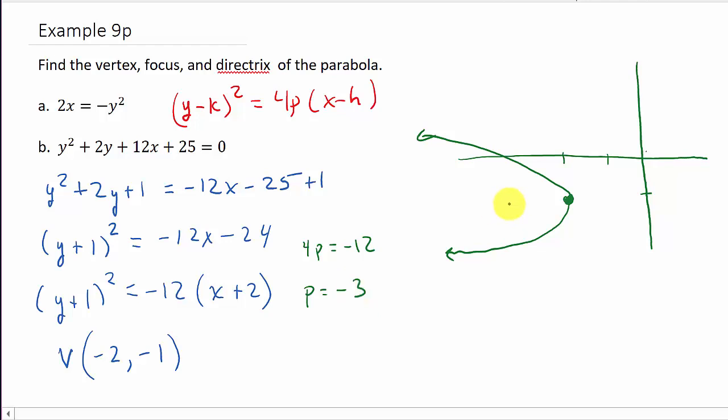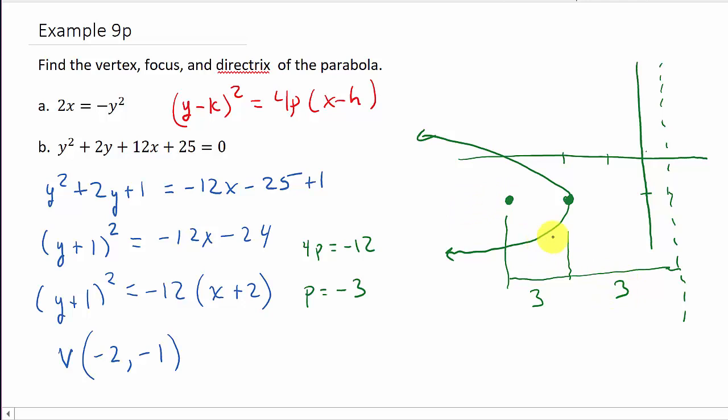If we just kind of sketch in our focus and we sketch in the directrix, actually, the distance from the vertex to the focus is what? That's 3 units away, right? And so the distance from here to our directrix is also going to be 3 units. That's going to take it over here to the other side. And so we can see that our directrix would be right in here.